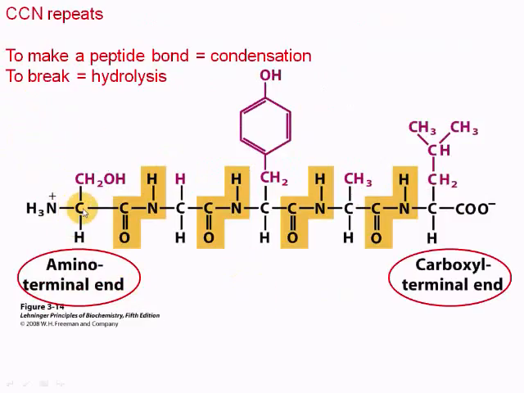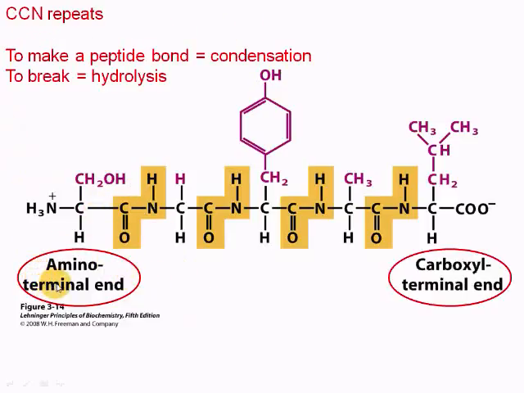Alright, on a protein, we're joining amino acids, and it's a CCN repeat. And so we have CCN, CCN, CCN. Well, I should define what this means. Peptide bond is when you take one amino acid plus a second amino acid. And so if you want to make a peptide bond, that's a condensation. And remember, if you want to break, that's hydrolysis.